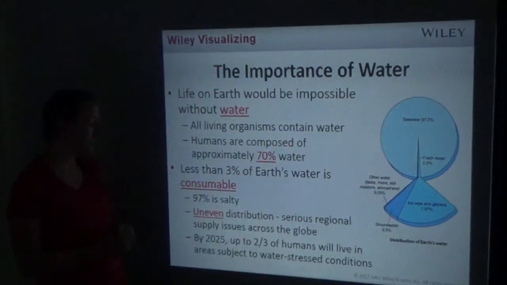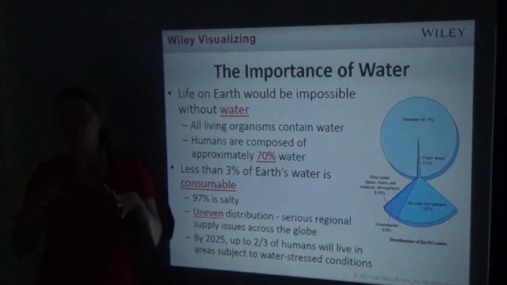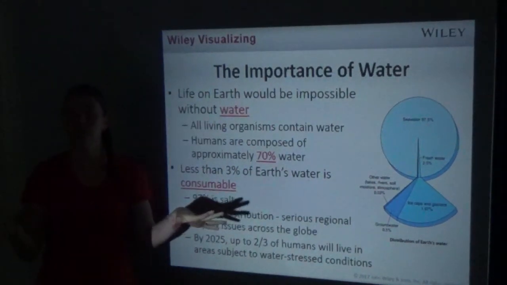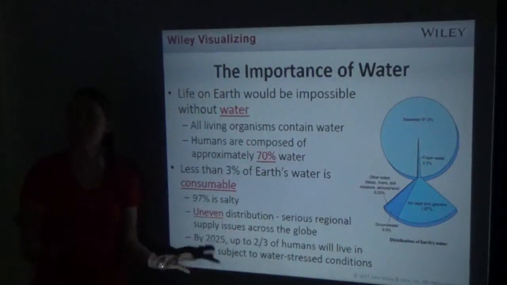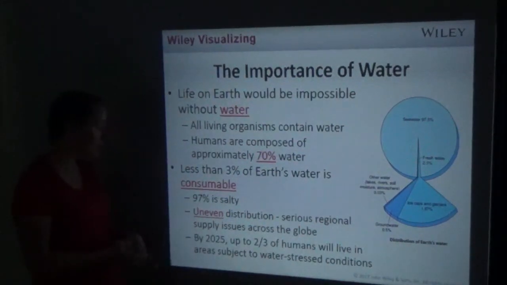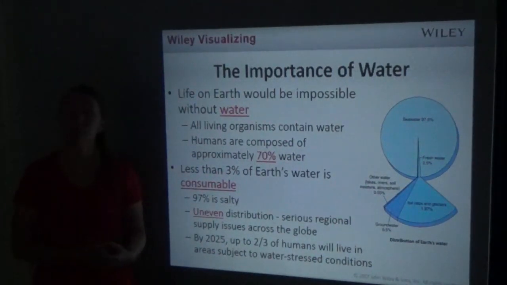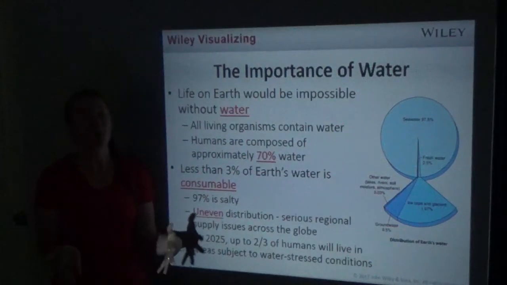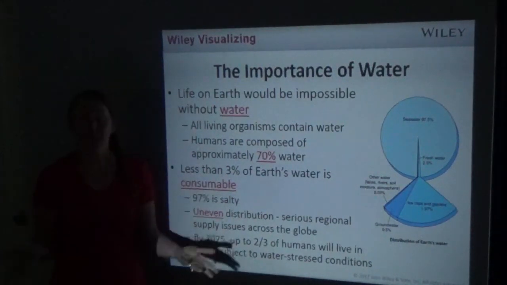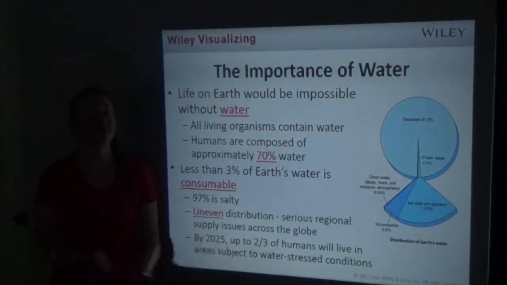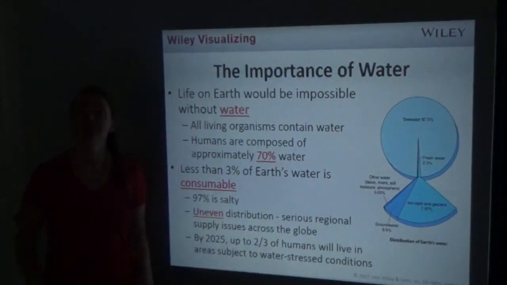So 97% is salty, and then the other problem is there's an unequal distribution, which causes serious regional supply issues across the globe. So it's not like the water is evenly distributed across the areas. Some countries have a lot of fresh water, some countries don't have as much. By 2025, up to 2/3 of humans will live in areas subject to water stress conditions. So again, in chapter 7, we talked about that population growth. If a country is already having a water shortage problem, having more people in that country is just going to make it even worse.